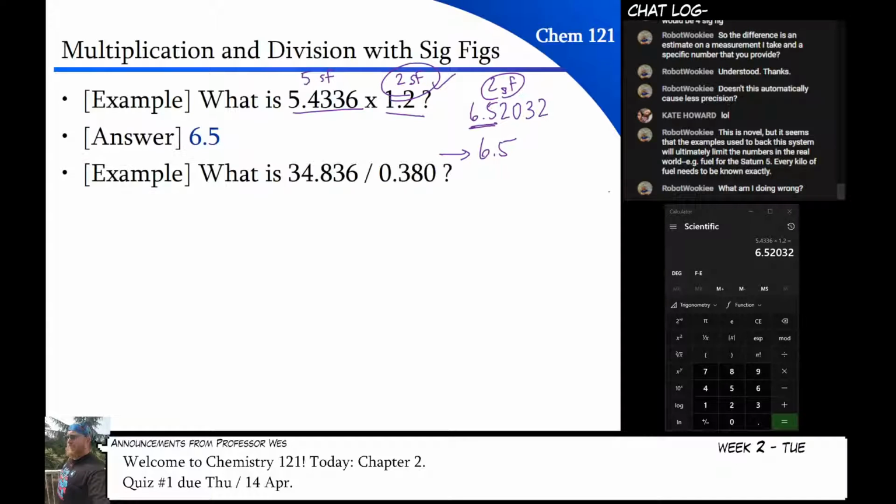All right. How about this one? I'm going to have you try this. I want you to report the correct answer to the correct number of sig figs using the multiplication and division rules. So type your answer in the chat once you got it.